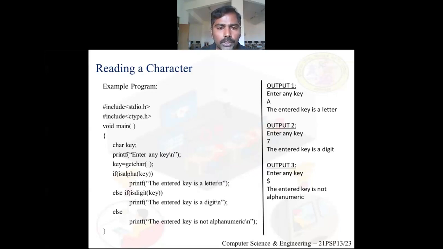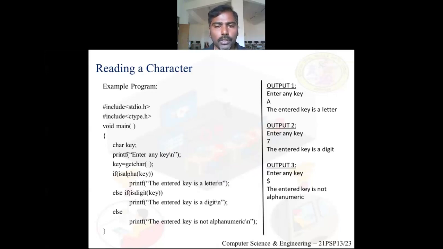Now the user might enter any character on the keyboard. It might be an alphabet, that is a letter, it might be a digit, or it might be a special character. Once the user enters some character, the second function, that is processing, begins. Here the processing is to check whether the character entered is an alphabet, a digit, or neither letter nor digit.